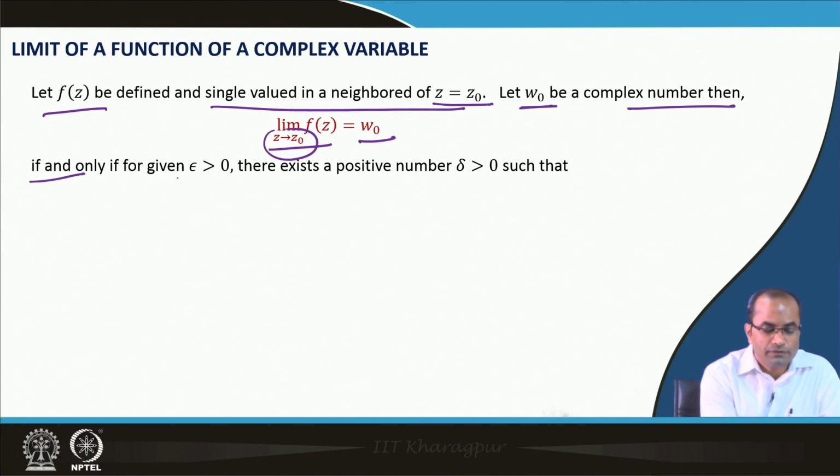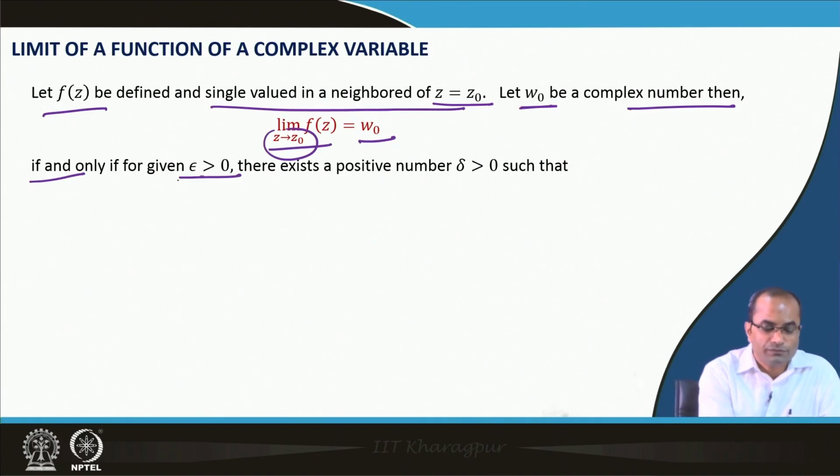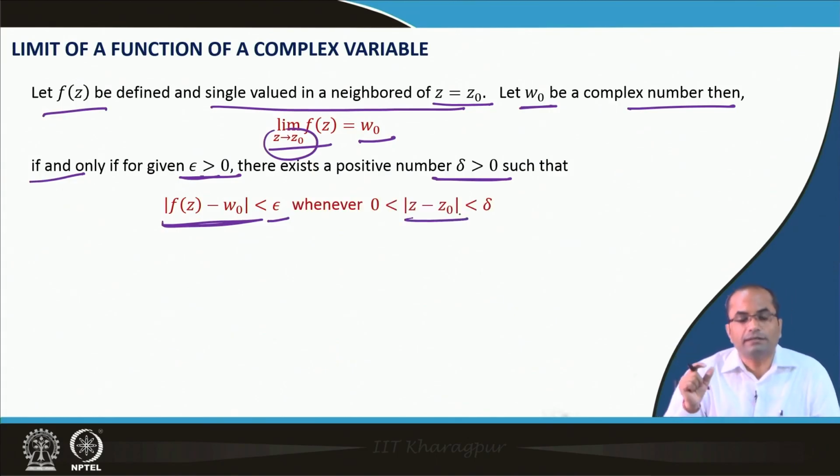If and only if for a given epsilon. So, this is the more mathematical definition we give for limits. If for a given epsilon there exists a delta such that the distance between f(z) and w naught is less than epsilon whenever we take z from the neighborhood of z naught.